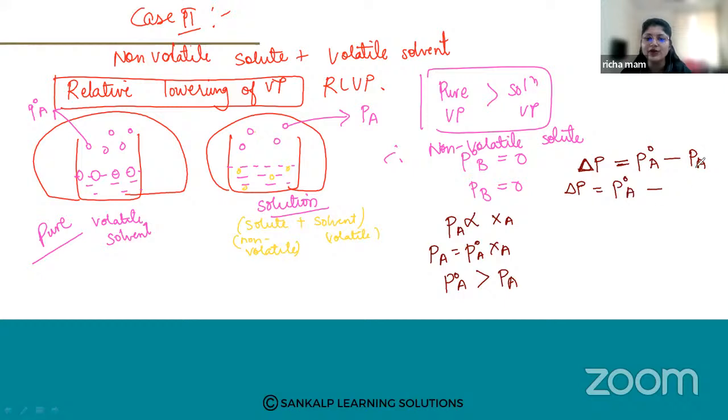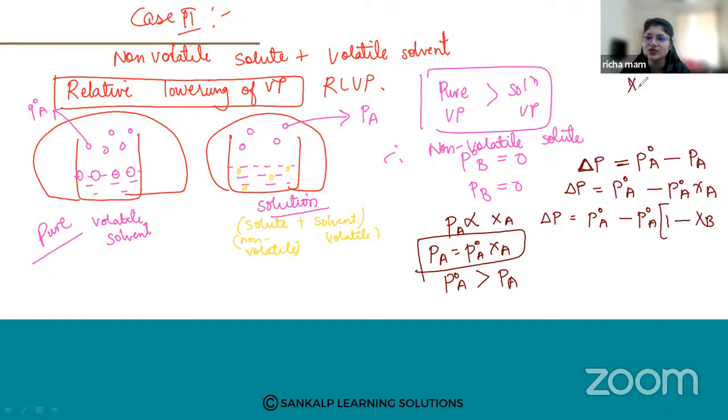So if I put the value of PA, the partial pressure of A, I'll apply this. It will be P naught of A into psi of A. After applying this, delta P will be equal to P naught of A minus P naught of A into psi of A. So what do I take common? I'll take P naught of A common. And what is psi of A? Psi of A is nothing but 1 minus psi B.